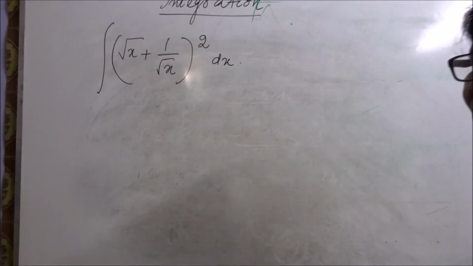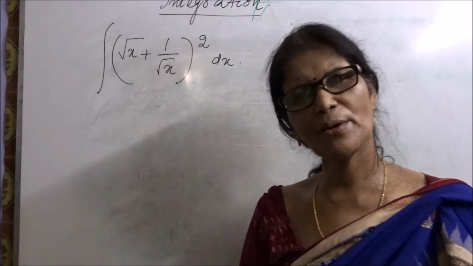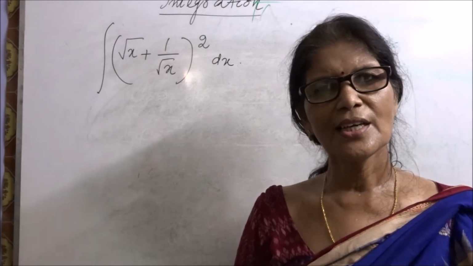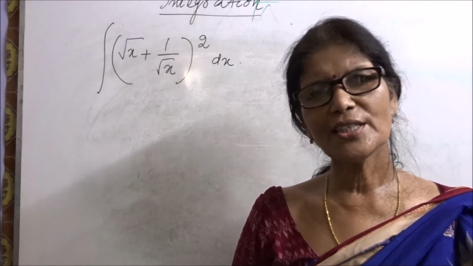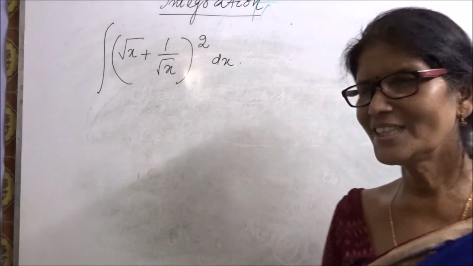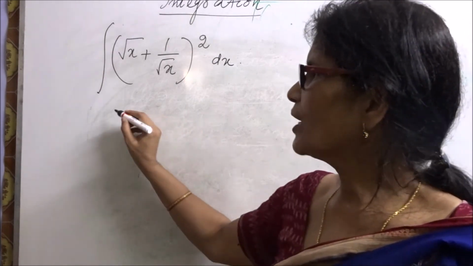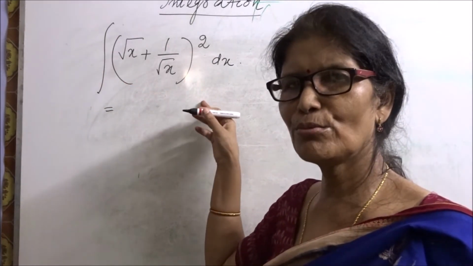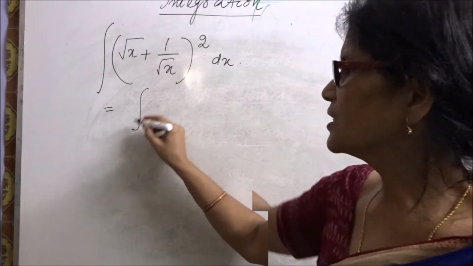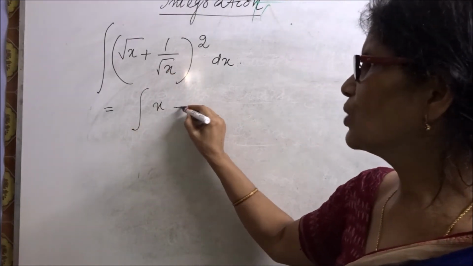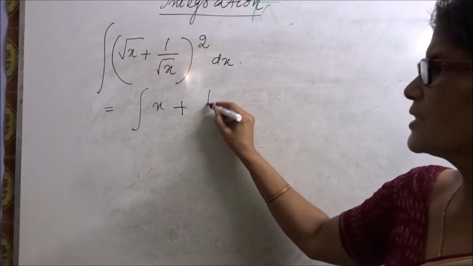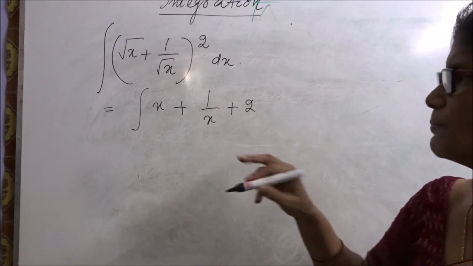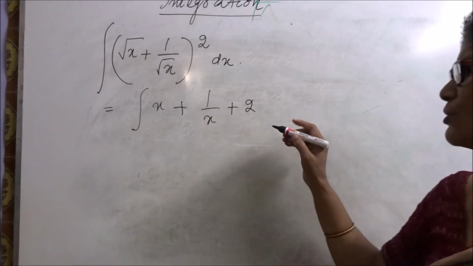So you can see a question now. We have finished the fundamentals. Now we'll go for the questions. This is a textbook question and you will apply how much you have learnt till now. What we'll do here is expand with the whole square formula. What is the square of root x? It is x. What is the square of 1 by root x? It is 1 by x. And it will be 2 multiplied by root x into 1 by root x. It will be only 2.